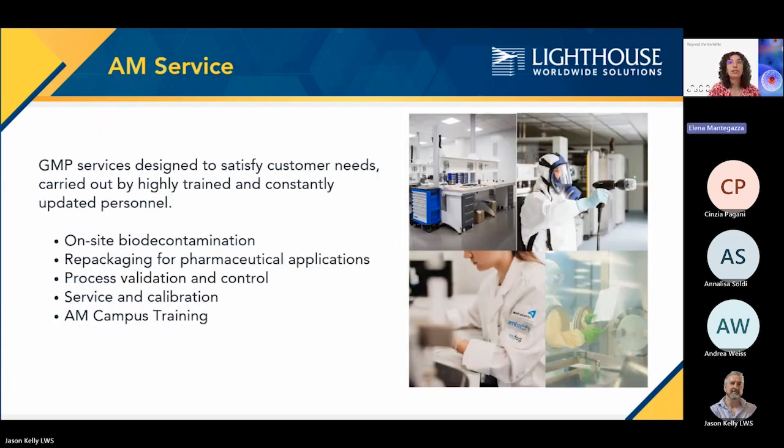And the third one is AM service, which includes GMP services like on-site biodecontamination, repackaging, process validation, control, and also our AM campus training, to train people, in particular operators, in their operations.